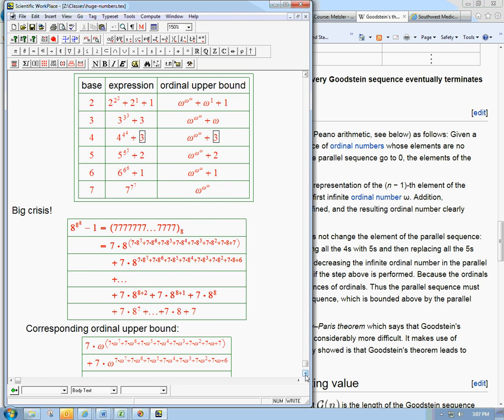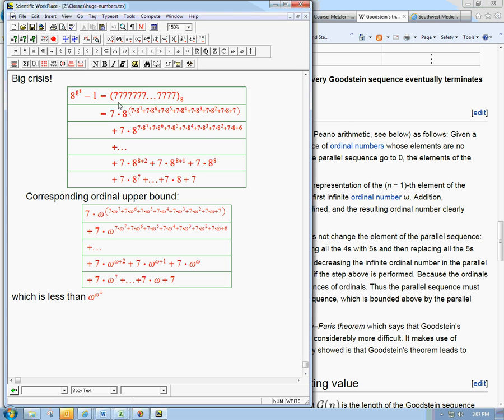Okay. What's the corresponding ordinal upper bound? It's just take every single time you see an 8 here, and you replace it with an omega. That's a massively complicated expression, but all we need to show is that it's strictly less than the thing we started with. The claim is it's less than omega to the omega to the omega. And that's a true fact about ordinals. I don't have an omega to the omega to the omega.